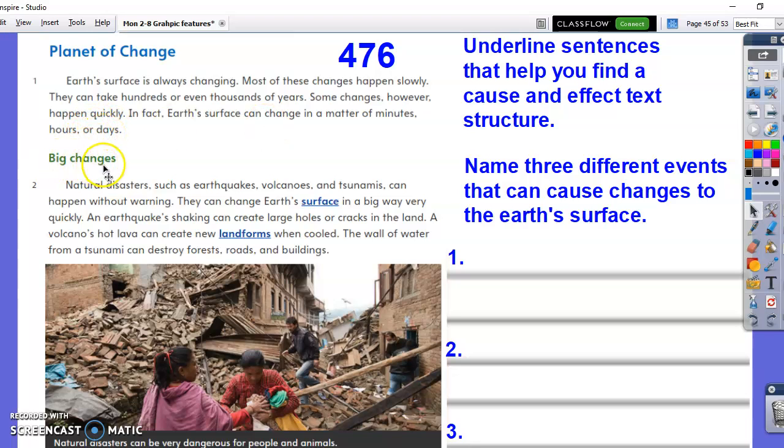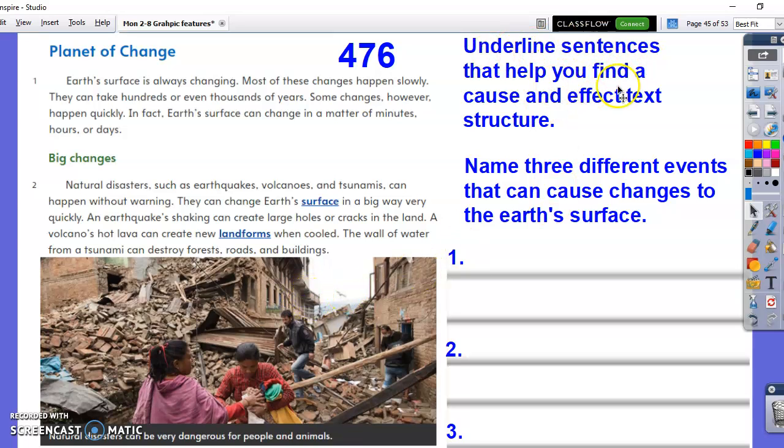Big changes. Remember here, we have our titles or headings or the titles of the different sections. Big changes. Natural disasters such as earthquakes, volcanoes, and tsunamis can happen without warning. They can change Earth's surface in a big way very quickly. An earthquake's shaking can create large holes or cracks in the land. A volcano's hot lava can create new landforms when cooled. The wall of water from a tsunami can destroy forests, roads, and buildings.